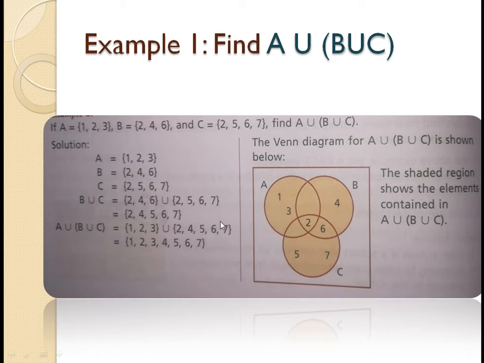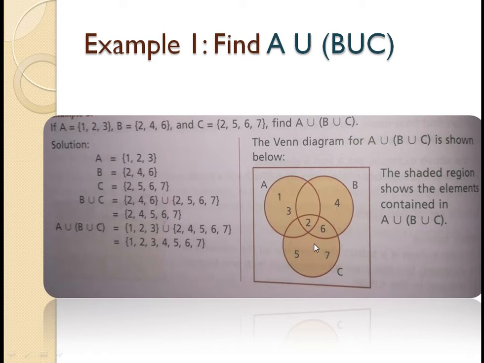Okay, in this diagram, how can we make the Venn diagram of this? The shaded region shows the elements contained in it. There are colors showing the elements. A contains 1 and 3, while 2 is common. 2 is in A, B and C. The common numbers are written over there. If every set has a common number, we write it here.